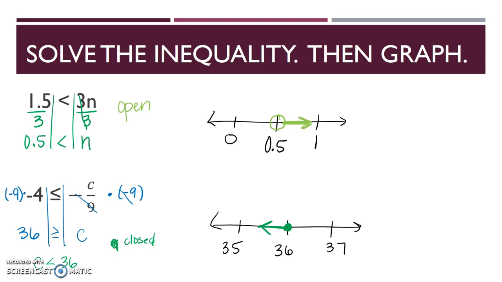So a really good way to do this is plugging in a value. So here I'm shading towards the left, saying 35 is a possible solution. So a really quick way to check that is if I were to plug in that value, 36 is greater than or equal to 35. Is that true? So if I'm looking at this inequality, 36 is greater than 35, so I know that's correct, meaning my arrow is pointing in the correct direction.